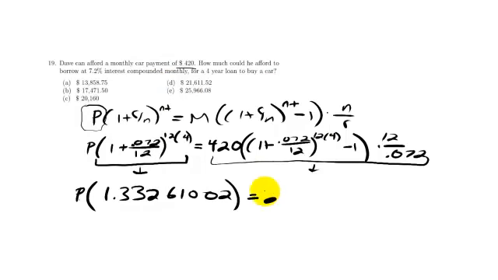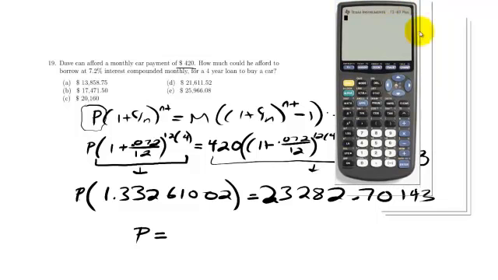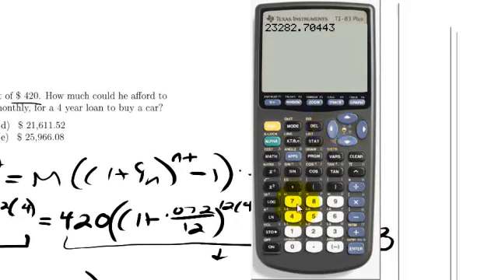Okay, so 2, 3, 2, 8. Now if I want to solve for P, I'm just going to do a little bit of algebra. Divide both sides by this 1.3326 and so on. And so my final answer, here I'll do this on the calculator. 23282.7014, divided by 1.33261002.